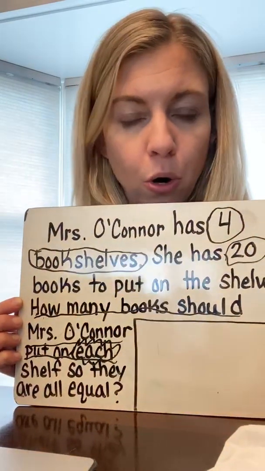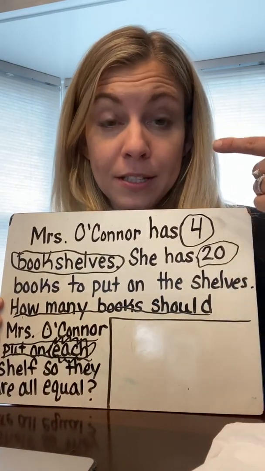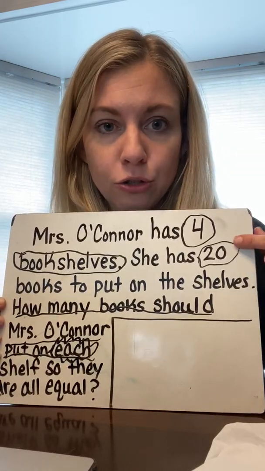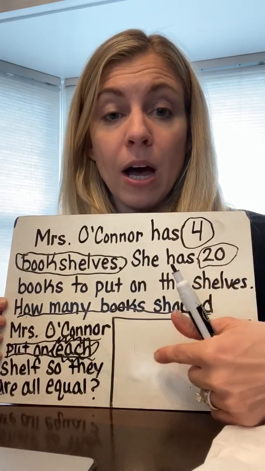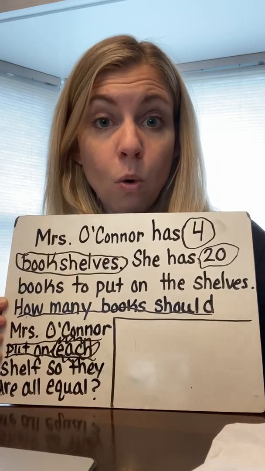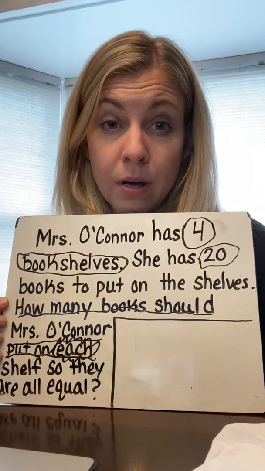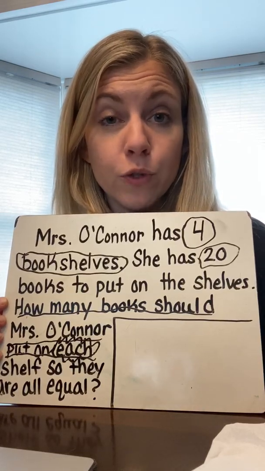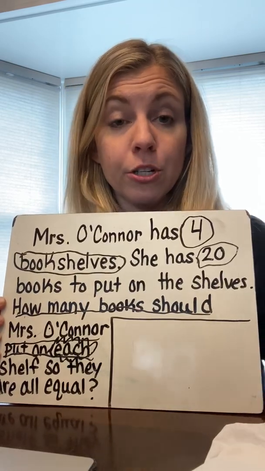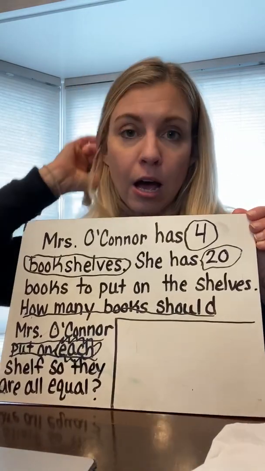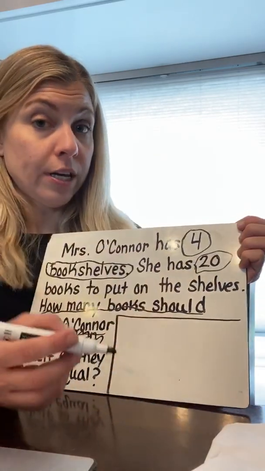So we're not looking for a total number here today. We're not adding or subtracting. I already know that I, Mrs. O'Connor, have 20 books total, okay? But what we have to do is we have to put them on 4 shelves. Or remember that word, rows. Our shelves are going to be our rows, okay? We're going to put them on 4 shelves or rows, and we're going to spread the books out so they're all equal. And I'm going to show you how to do that. And then we're going to figure out how many books are on each row, not how many books there are all together. We know there's 20, okay?